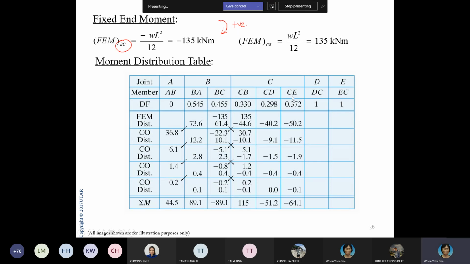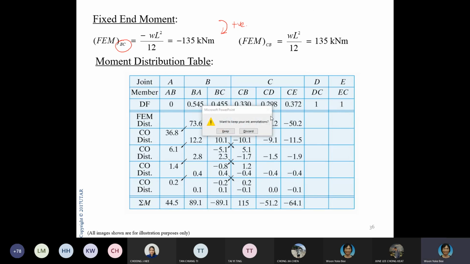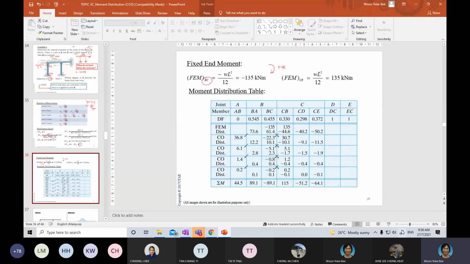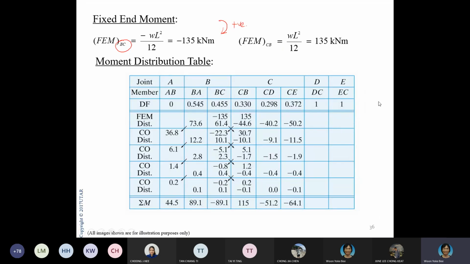How do I get rid of this? This one always comes up. Is this the one? Okay. Oh, what happened? Okay.